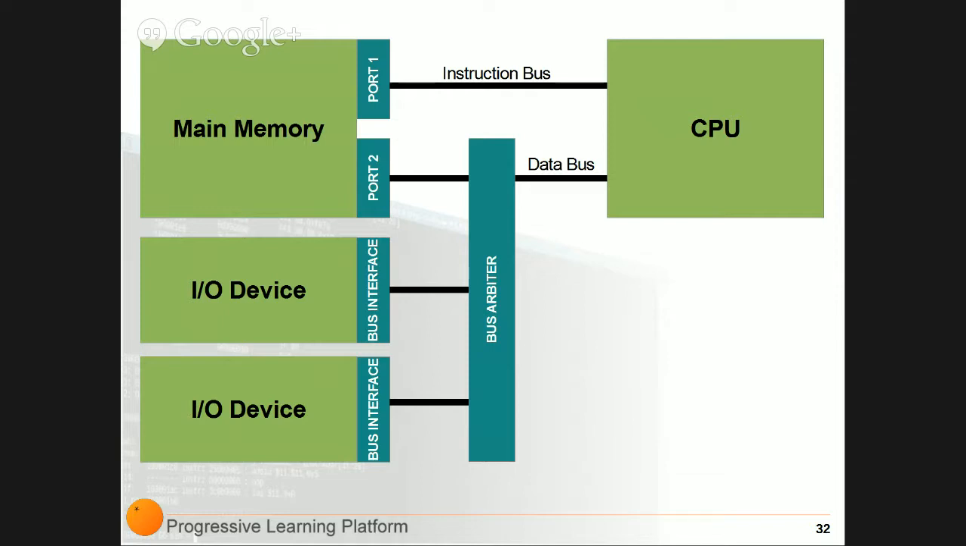You have the data bus that connects to main memory, and then you have the arbiter that selects which way to go depending on what address you give it. For example, let's say you have this memory map. If you do a load word in this range, the bus arbiter will route your request to this port. If it's within this range, it'll route it here and let the bus interface of the I/O device deal with it. Does that make sense? Any questions?